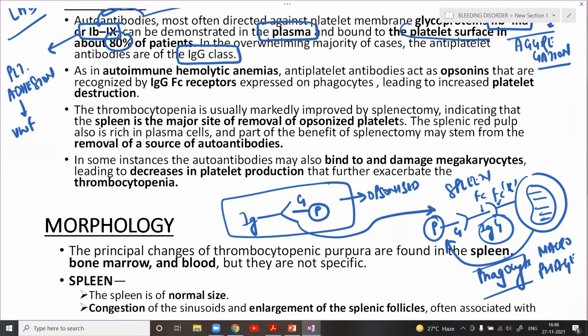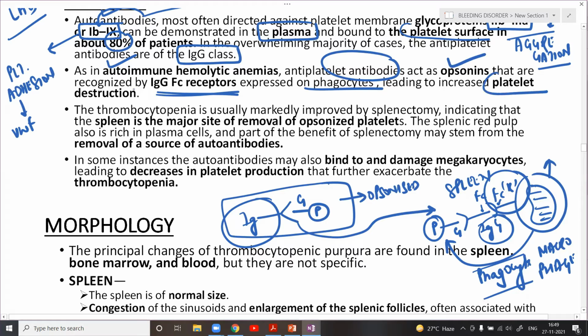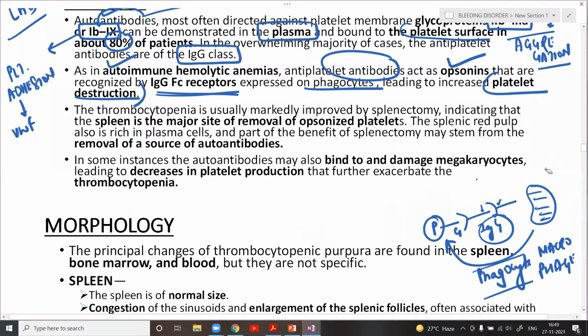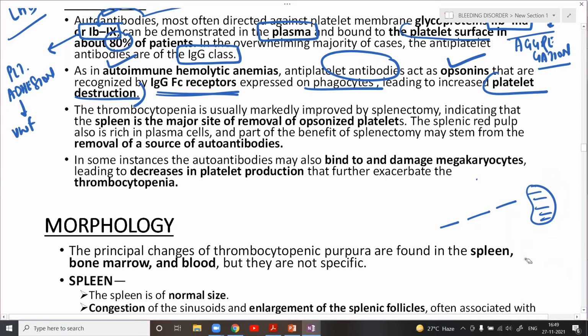Very, very important. So thrombocytopenia, as in autoimmune hemolytic anemia, is due to antiplatelet antibodies, that is this IgG antibody, acting as an opsonin. It goes and coats the platelet, and they are recognized by the IgG Fc receptor present on the surface of the macrophage, leading to increased platelet destruction. I think this concept is very clear. From the very beginning, we have been thorough with this concept of opsonization. So this is how the platelets are destroyed by the spleen.